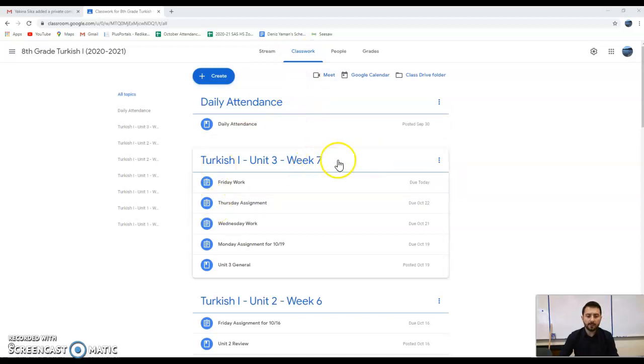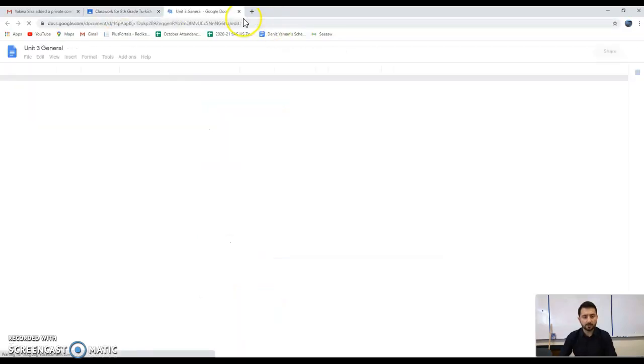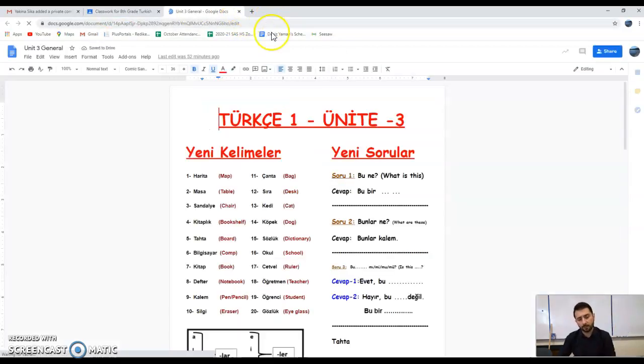So what do we have here? As you see, we are in week 7 and we are almost done with this unit. So I just want to talk about what we have done so far. Unit 3 general. This is the document that you need to refer to when you are working on my assignments. So let me just open this up. This tab is going to be on top all the time.